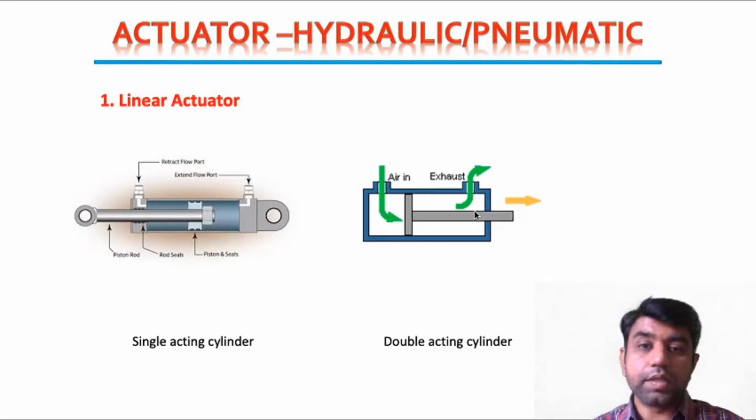Whereas in the double acting cylinder, from both the ports we need to supply the hydraulic oil or pneumatic air. As shown in this figure, in the case of pneumatic, if we supply air from this port, the forward stroke will happen, and if we supply air from the second port, then the retraction stroke will happen. So from both ports we need to supply the pressurized fluid or compressed air. That is the case of a double acting cylinder.